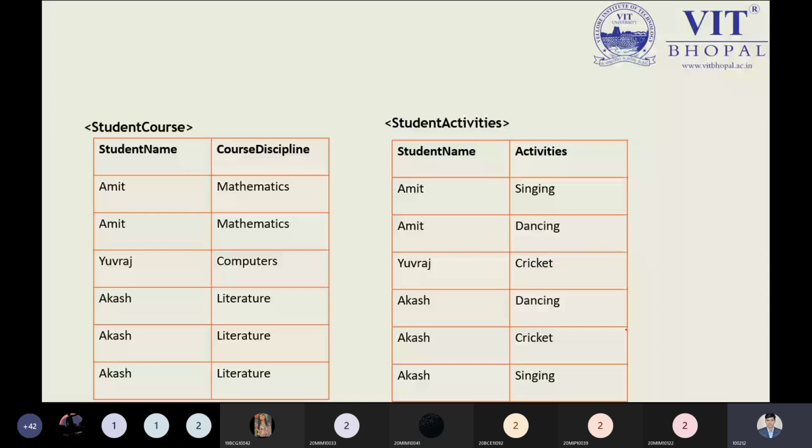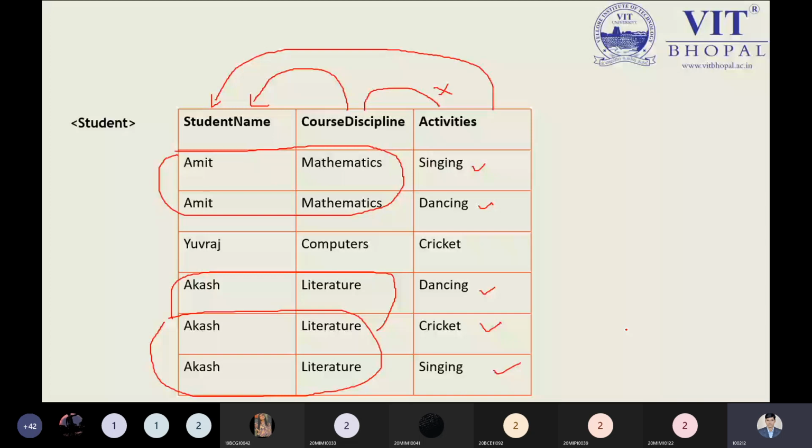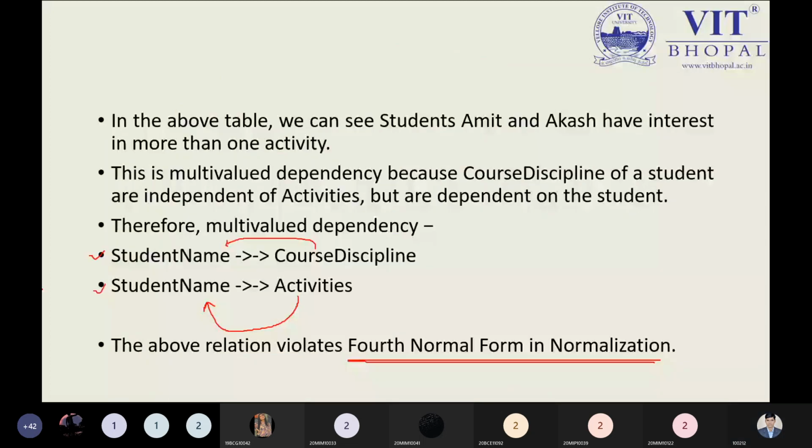Okay, so this is a summary of this example which is written over here. Just read and understand the point. The students Amit and Akash have an interest in more than one activity. These are the key terms you have to keep in mind.